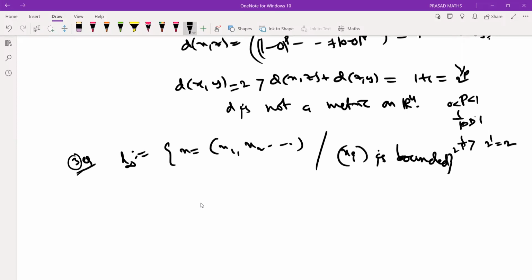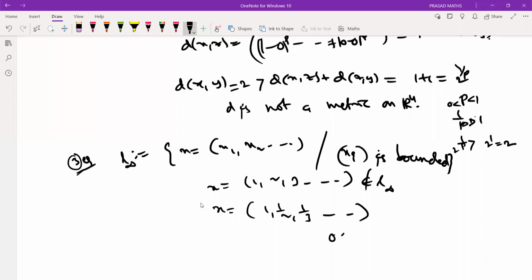Right? So bounded sequence means, suppose you take x equals 1, 2, 3, 4 going on. Is it an element of L infinity? No, because it's not a bounded sequence. It's not a member of L infinity. Suppose you take x equals 1, 1 by 2, 1 by 3 going on. Is it a bounded sequence? Yes. Lower bound is this, upper bound is this. Therefore, it's a bounded sequence.